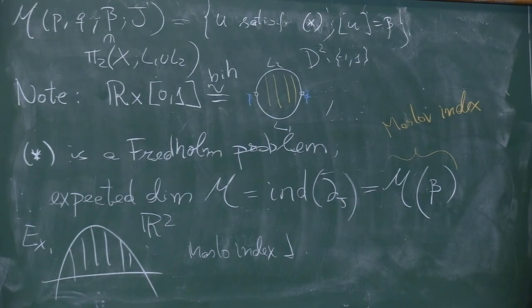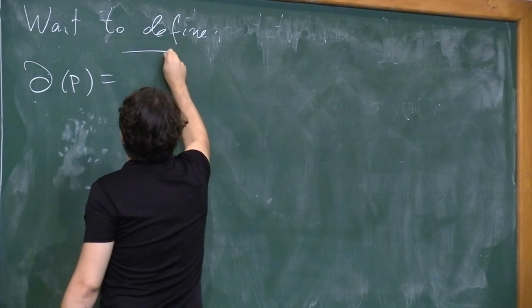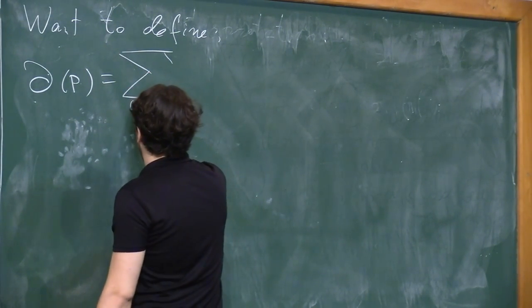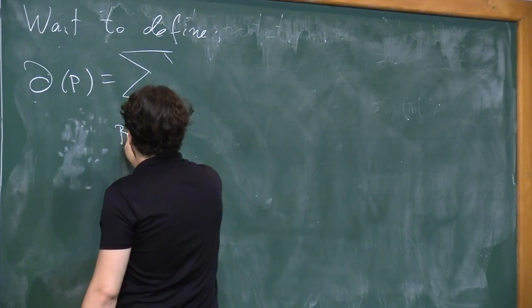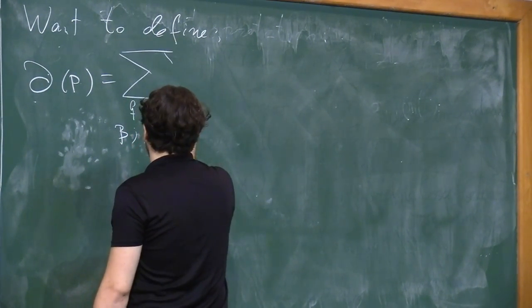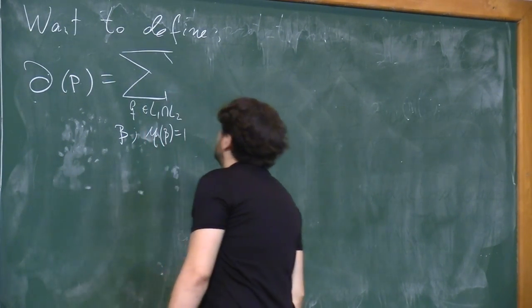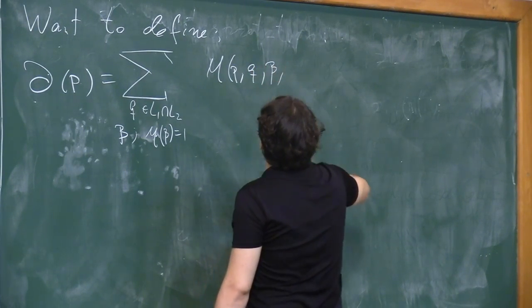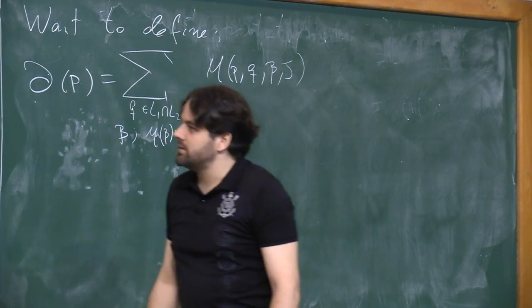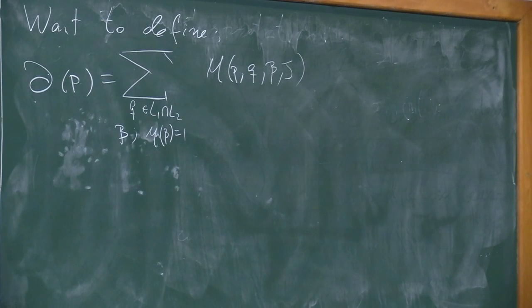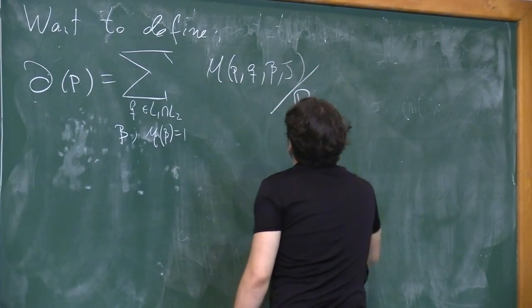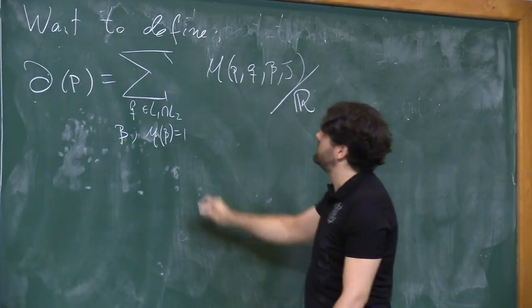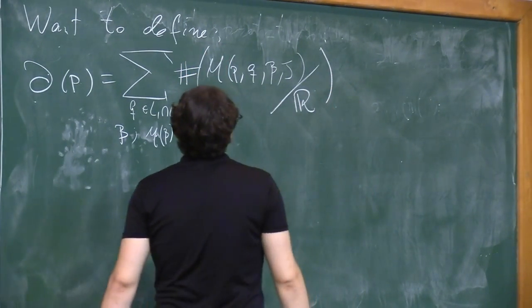So what to define? Del of P to be the sum of Q's in L1, L2, and beta such that they have this Maslov index, mu, equal to one, well, you do have your moduli space, PQ beta J, and another good thing about writing it like this is that you can see that R translations generate a free action on this space, so you mod out. Can mod out by R, so something that has expected dimension 1 becomes something that has expected dimension 0.